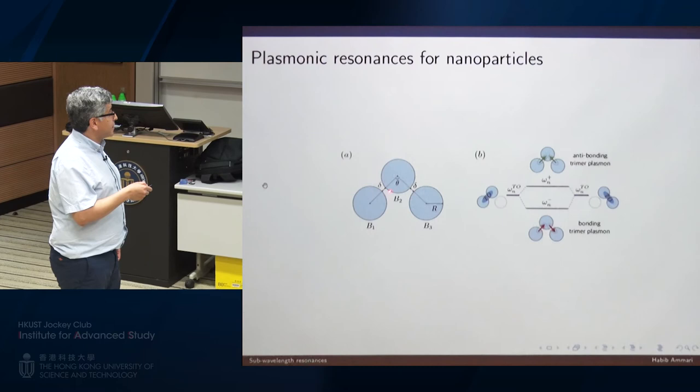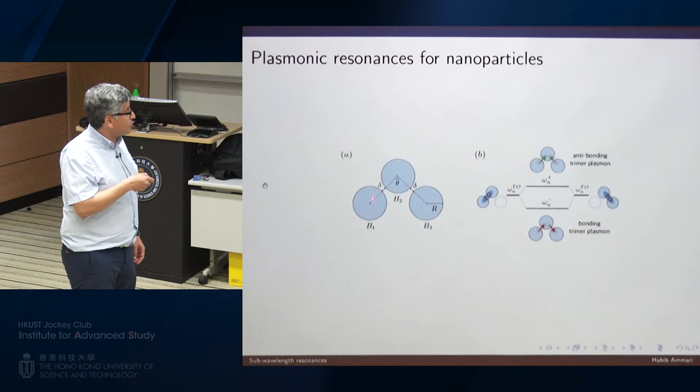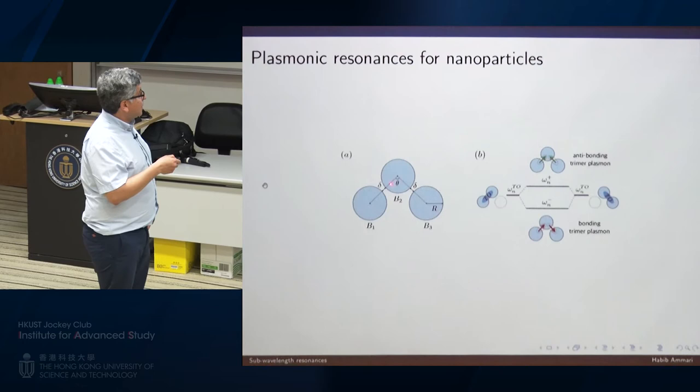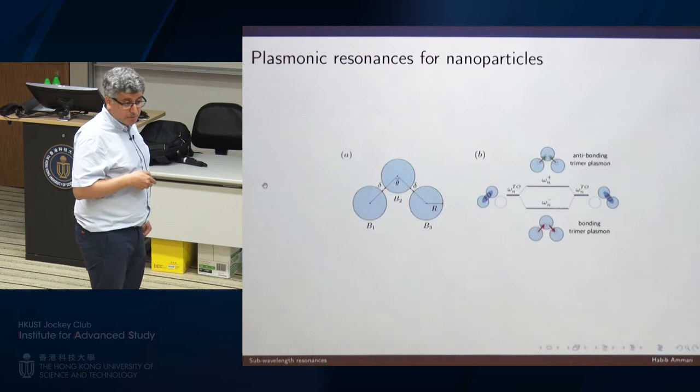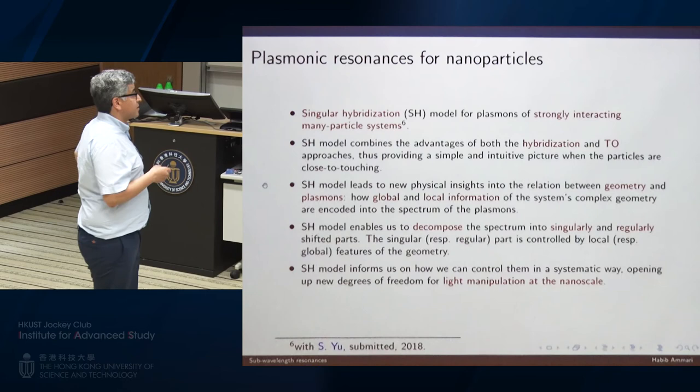Now I want to hybridize, to compute the resonant frequency of these three spheres. I hybridize. If you are not familiar, I'll show you. What does this mean? I just hybridize this mode with this mode. Let me explain it again. It combines hybridization and the transformation optics approach. It provides a simple and intuitive picture when the particles are close to touching.